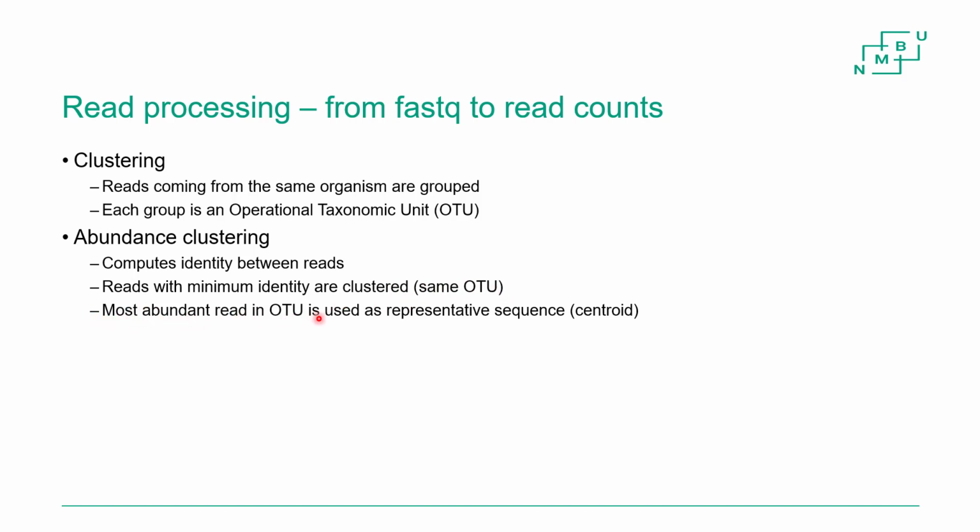The most abundant read in an OTU is then used as the representative sequence for that group or OTU. And that is what we call the centroid sequence. It's just a phrase. It's sort of the center, right? It's not necessarily the center, but it's the most abundant, the one read that has the largest copy number. That's the one we choose as a representative, naturally, right?